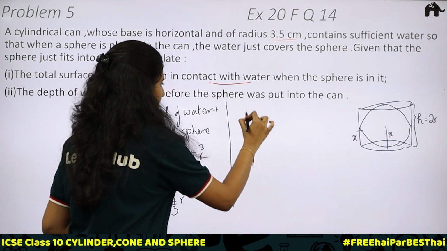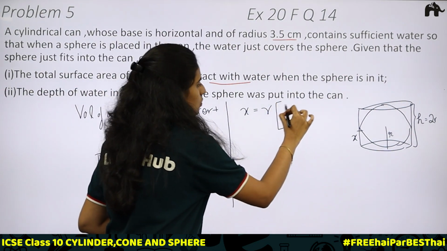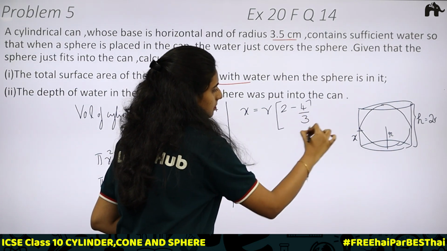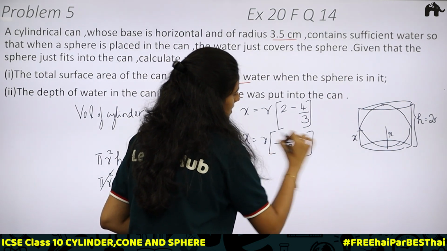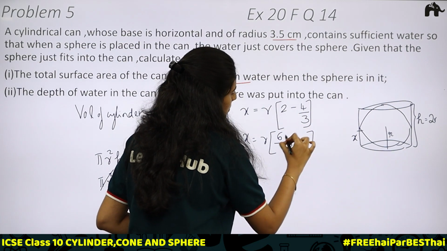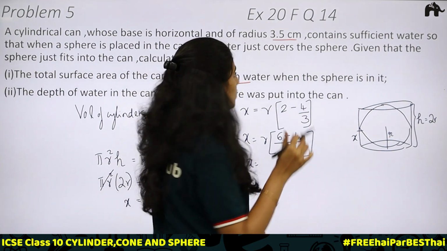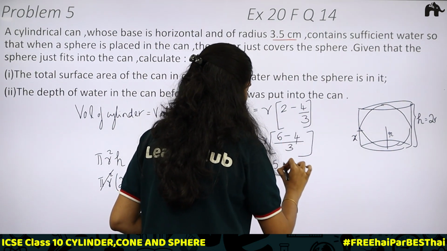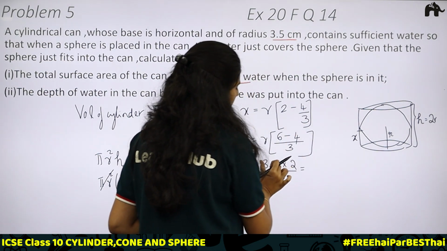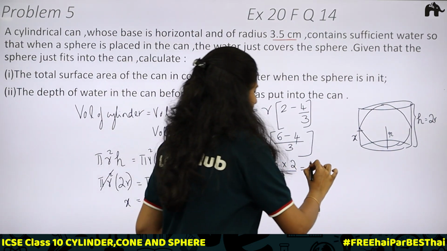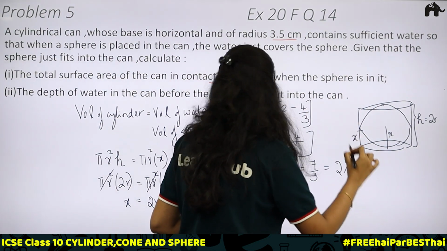Okay, that is x will be equal to, r is common, taking r outside, 2 minus 4 divided by 3. X is equal to r into, taking LCM, 3 at the base, 3 into 2, 6 minus 4. X is equal to, what is r? R is equal to 3.5. 3.5 into 6 minus 4, 2 divided by 3. Okay, 3.5 into 2 is 7. 7 by 3, that is equal to 7 by 3 centimeter.